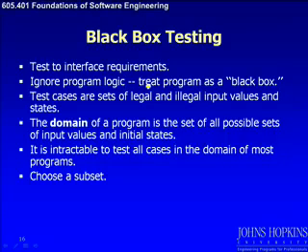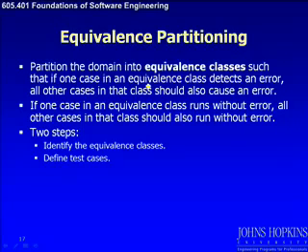So once again, we have to choose a subset. So what we do is we choose the subset of inputs that will be most likely to cause the program to fail, if we could figure that out. Well, a common technique for doing that is called equivalence partitioning. So what we'll do is we'll take the domain and we'll divide it up into pieces. Okay, so the pieces are called equivalence classes.